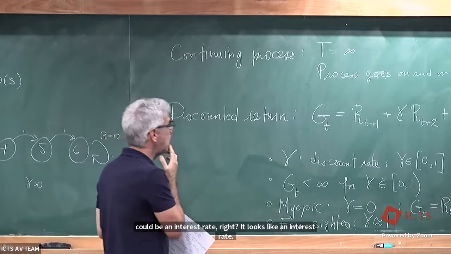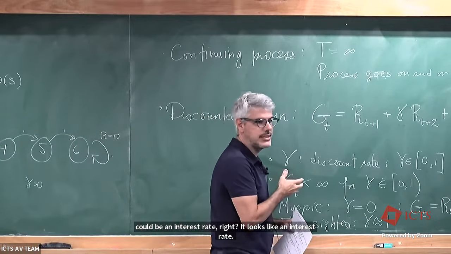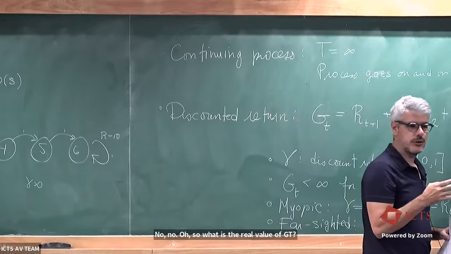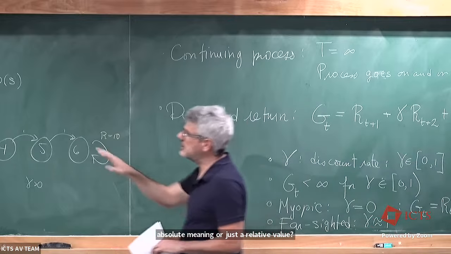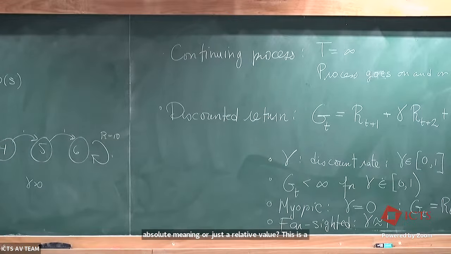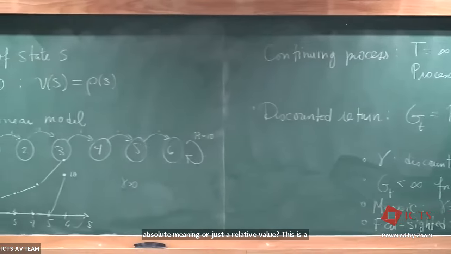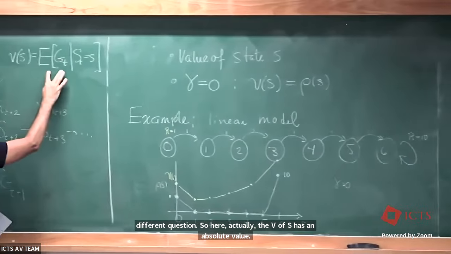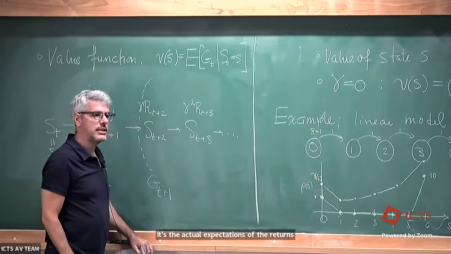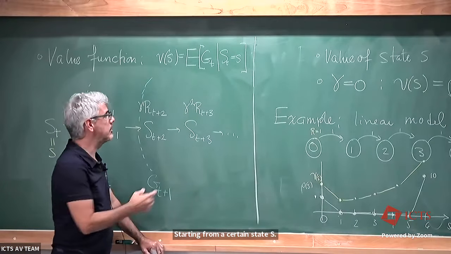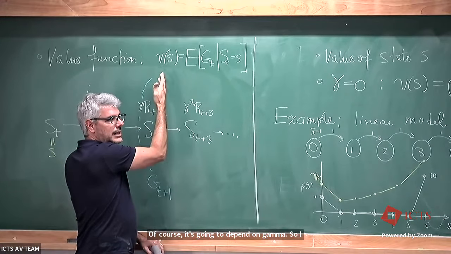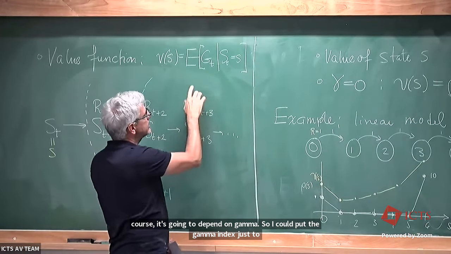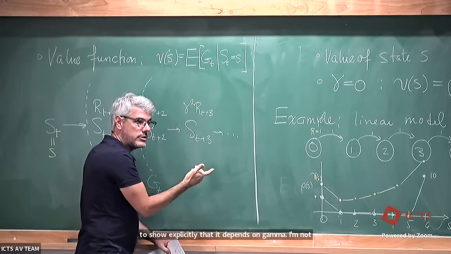So what is the real value of G_t? Is the question whether the values of G_t have absolute meaning, or just the relative value of G_t? Okay, exactly. This is a different question. Here actually the V of s has an absolute value, right? It's the actual expectation of the returns starting from a certain state s. Of course, it's going to depend on gamma. So I could put the gamma index just to show explicitly that it depends on gamma. I'm not going to do this. Again, the return depends on your choice of gamma.